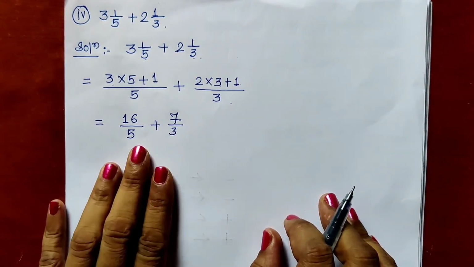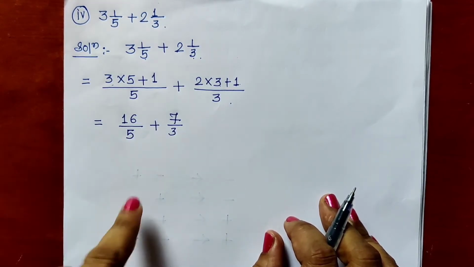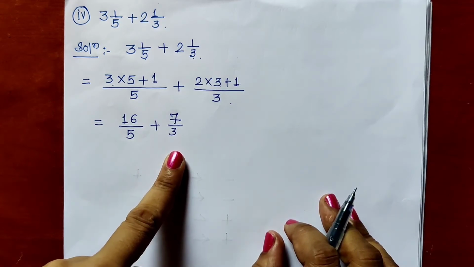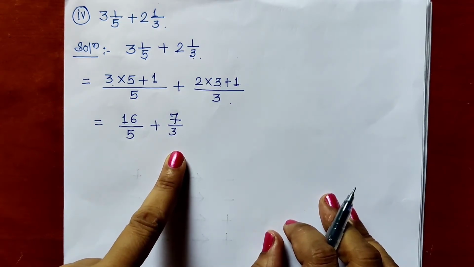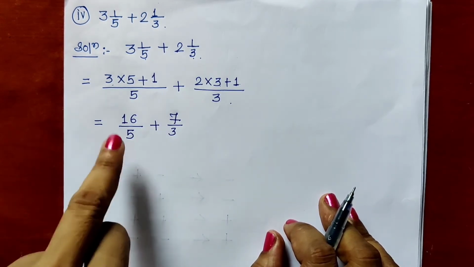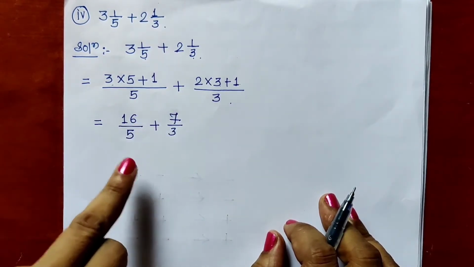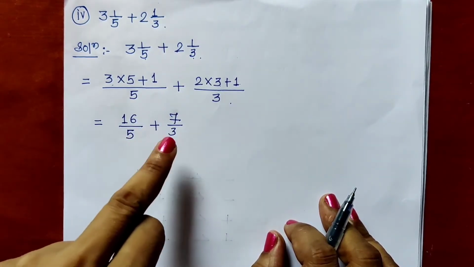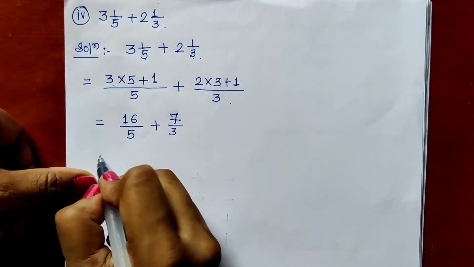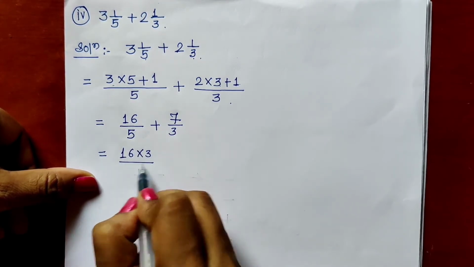How to solve the addition of two improper fractions? We will have to equalize the denominators. Here also, if you multiply any one fraction, it will not be possible to equalize the denominator because 5 and 3 are prime numbers. So we will have to multiply the first fraction also and the second fraction also. We will be multiplying the first fraction by 3 and the second fraction by 5. So let us multiply the first fraction by 3. 16 into 3 upon 5 into 3.